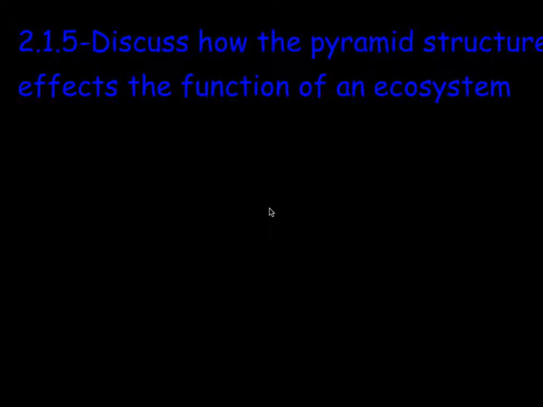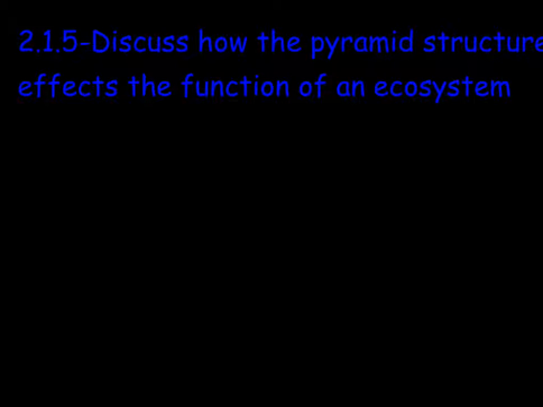of pyramids. So today what we're going to be talking about is how does this pyramid structure come about and what does it mean about the ecosystem it's in? So the first thing we want to talk about is how many trophic levels there are in a food chain, and they're limited.